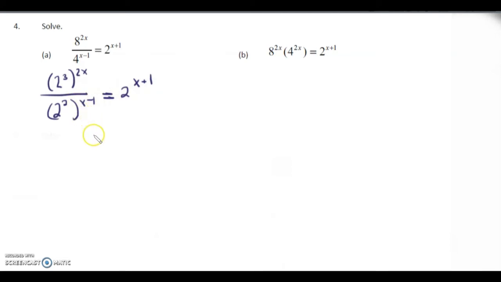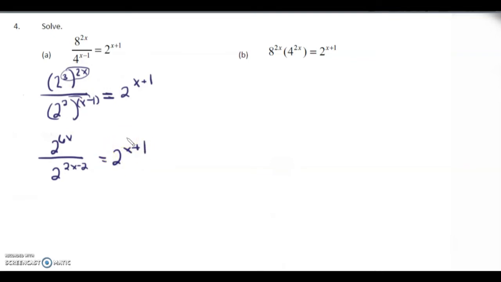Okay. I'm actually going to do this one a little bit differently. I'm going to do power to a power. So I'm going to express this as 2 to the 6x. And then I'm going to actually distribute this 2 here. So this is going to be 2 to the 2x minus 2. And then we have 2 to the x plus 1.